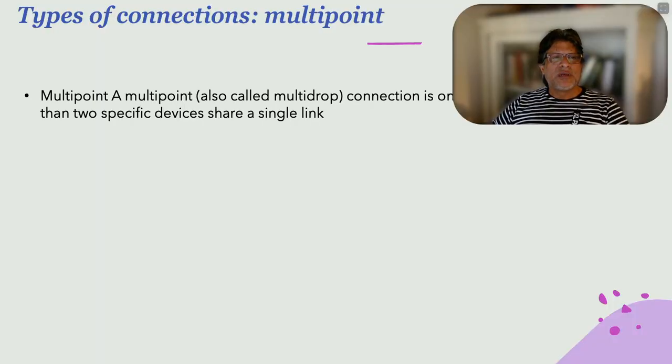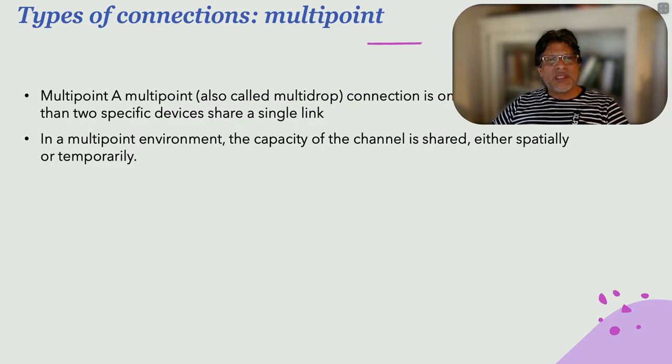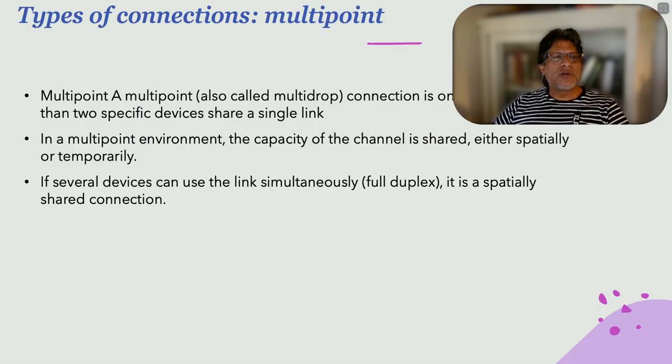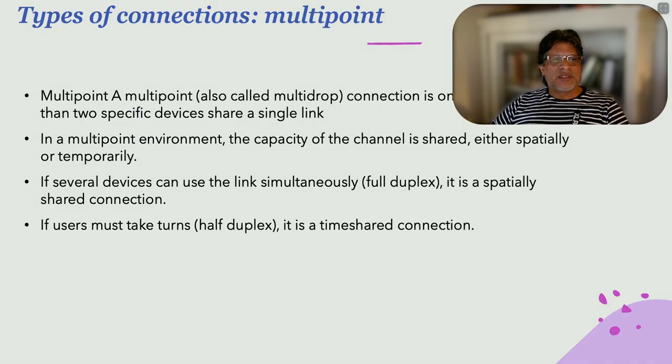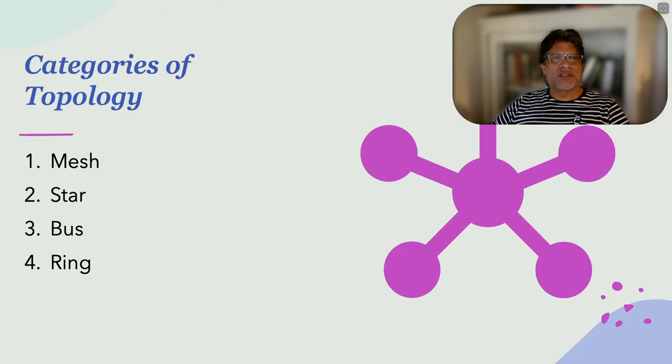Multi-point connections, also called multi-drop connections, are ones in which more than two specific devices share a single link. In a multi-point environment, the capacity of the channel is shared either spatially or temporally. If several devices can use the link simultaneously, which is full duplex, it is a spatially shared connection. If users need to take turns, it would be half duplex, a time-shared connection. But in most cases, people tend to use the link simultaneously, which is full duplex.